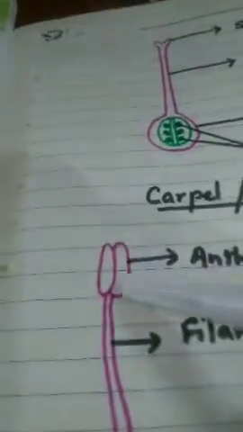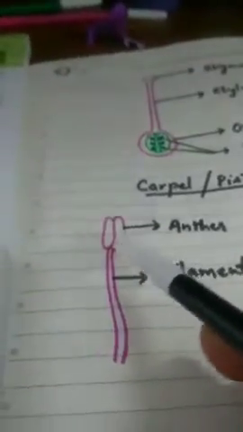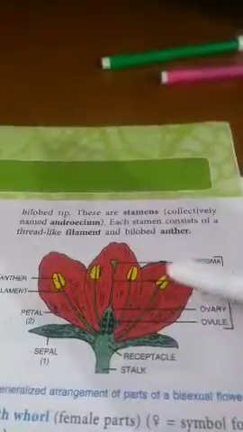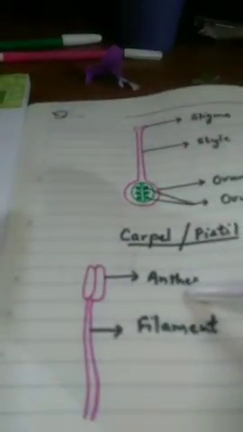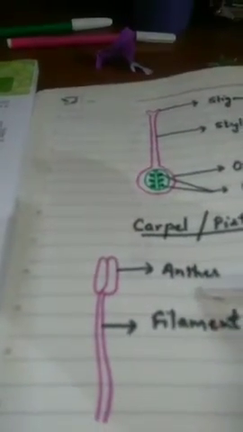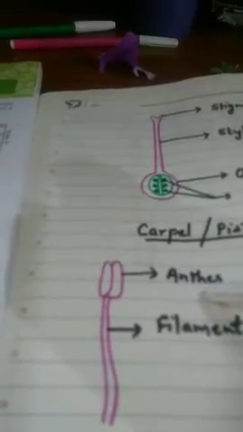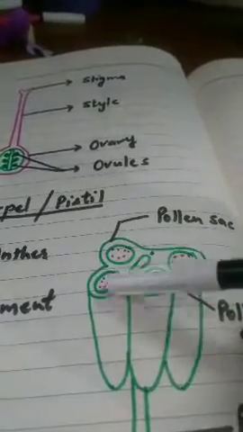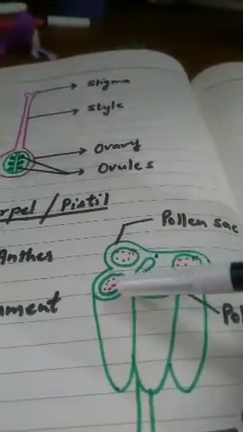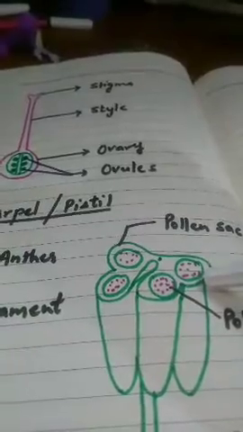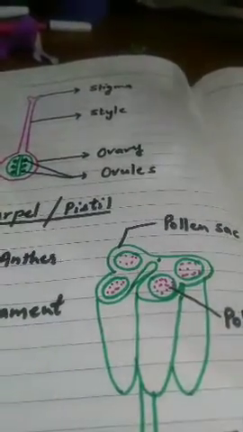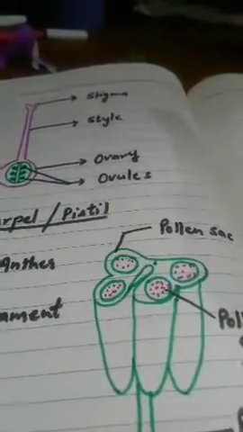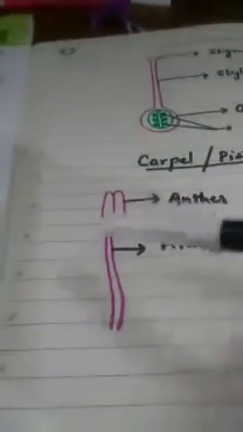This portion is known as anther, the upper swollen portion. You can see here this yellow colored portion. So this upper swollen portion is called anther. Anther is the part that contains pollen grains inside it. From inside it looks like this. It has pollen sacs, and inside pollen sacs pollen grains are present. When these pollen sacs rupture, they release pollen grains outside in the air.